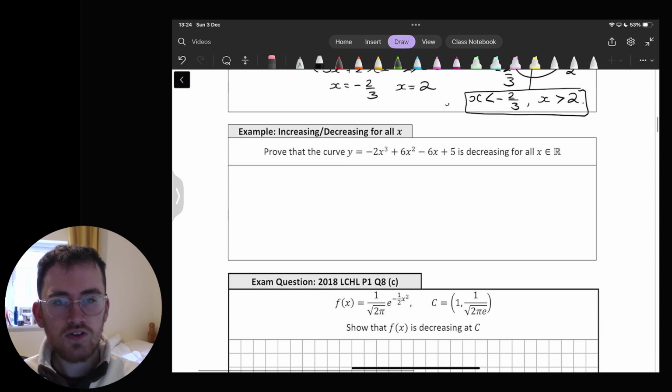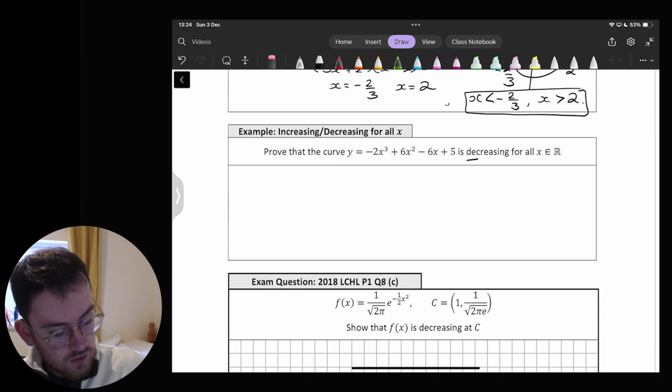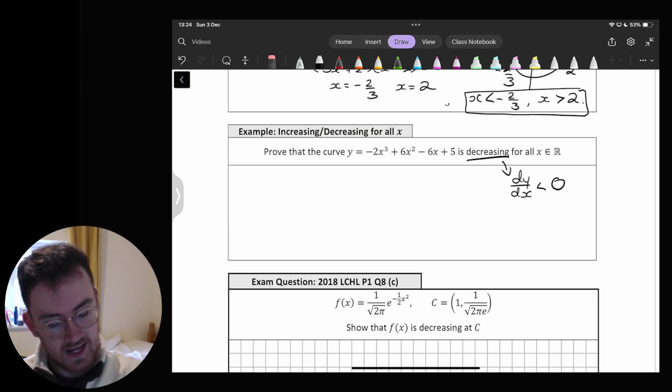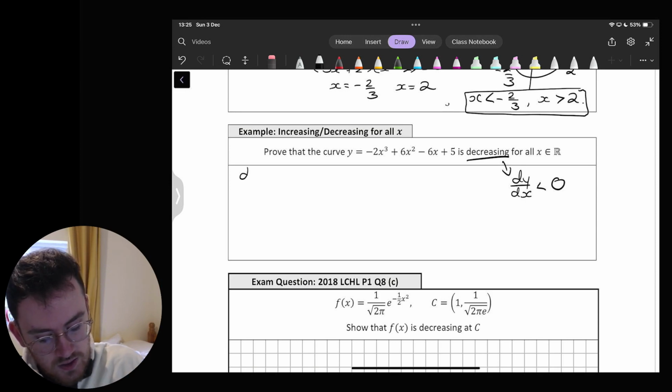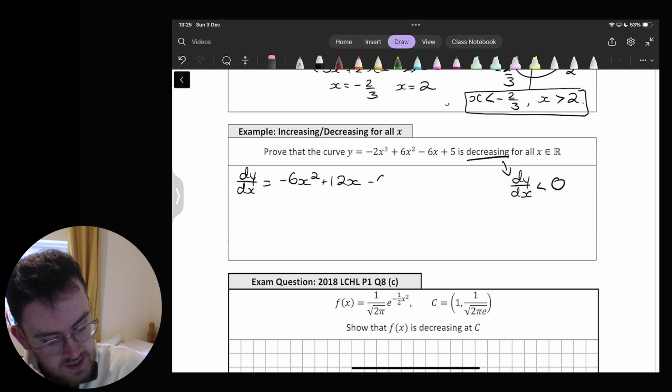To the next one, prove that the curve is decreasing for all x. So decreasing means that my derivative is negative. So I need to show that the derivative is going to be negative for all values of x. So let's find the derivative first of all. So we get minus 6x squared plus 12x minus 6. Okay, I want to show that this is always negative. I'm going to factor out a minus 6 and I get x squared minus 2x plus 1.